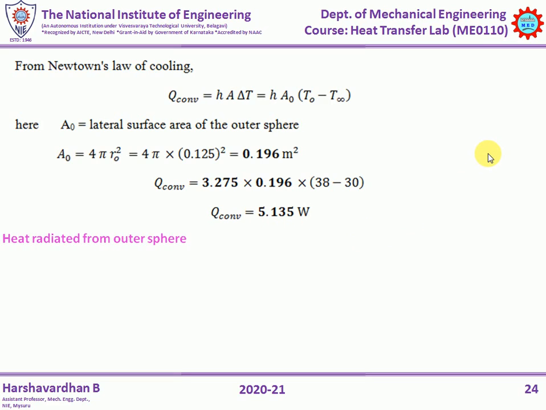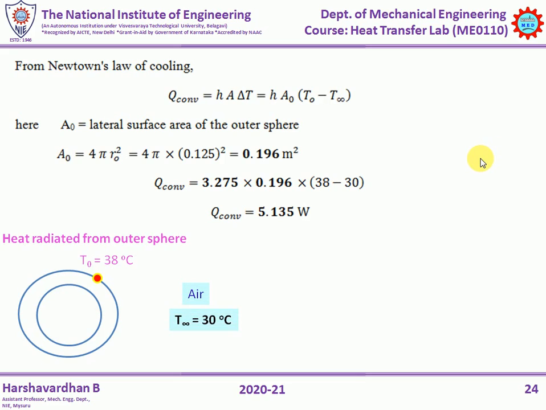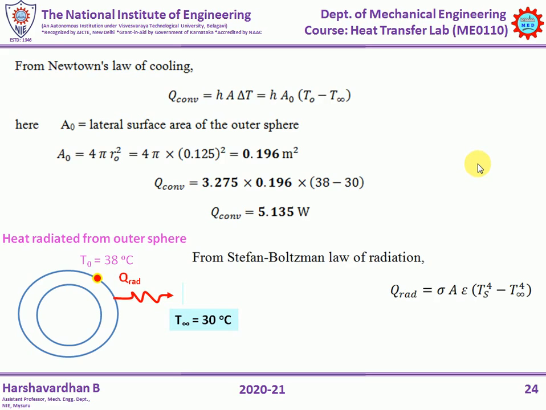Then we will go for determining what is the rate at which it is going to the still layer by radiation mode from the outer surface. Okay, so we know that outer surface is at a temperature of 38 degrees centigrade, air is present at 30 degrees centigrade, that is the ambient temperature or room temperature. Okay, so now radiation can also occur between the outer sphere and the still layer. So in order to find this heat exchange between the outer sphere and the still layer by radiation mode, we are going to make use of Stefan-Boltzmann law of radiation, okay, which is given here.